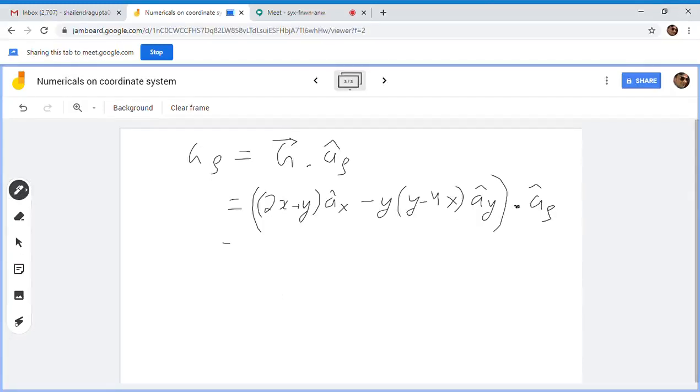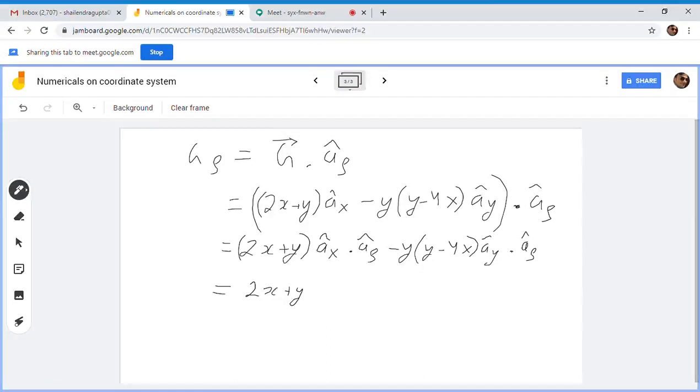So it will be (2x + y) a_x dot a rho, minus (y minus 4x) a_y dot a rho. Now we know that a_x dot unit vector a rho gives you cos phi. So this is (2x + y) cos phi minus (y minus 4x) into, so a_y dot a rho is sin phi.